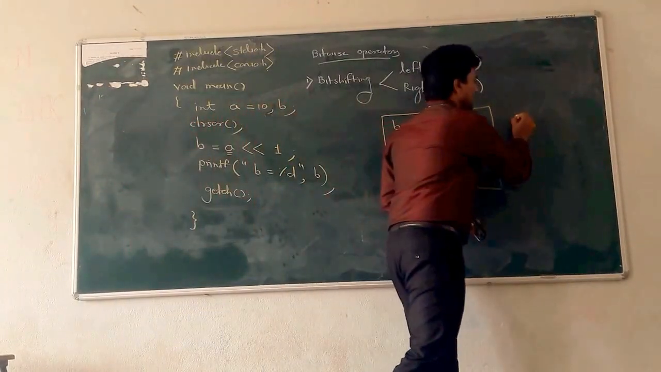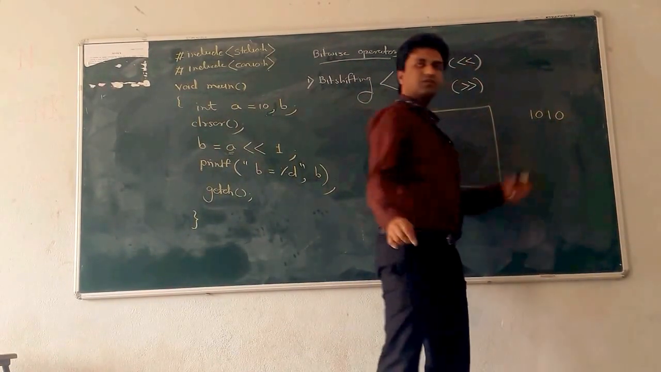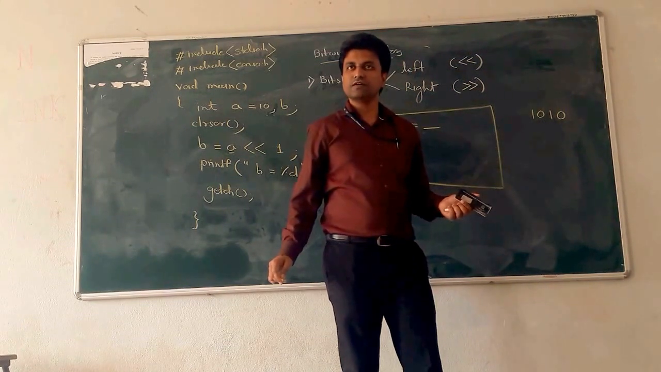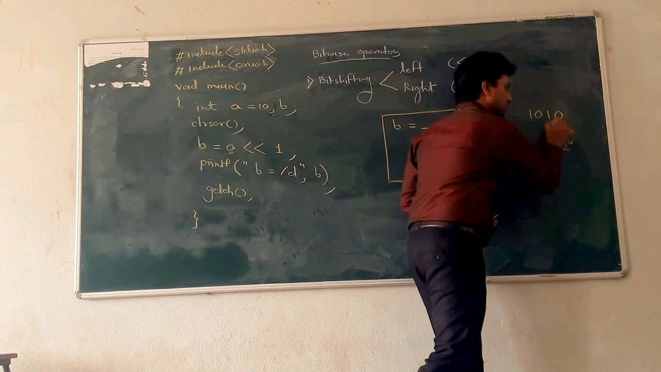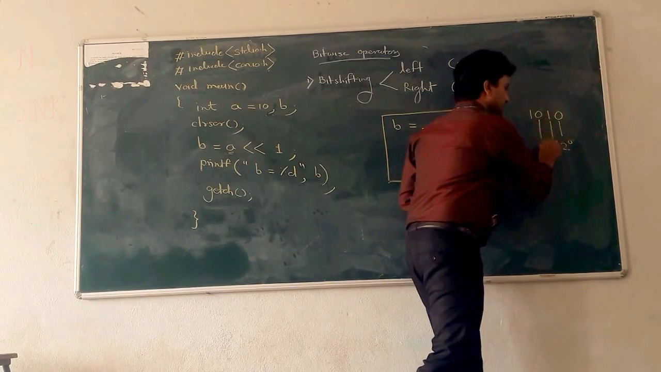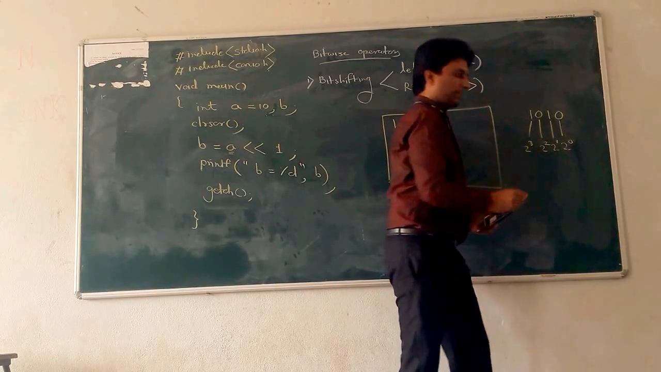10 means all 1 0 1 0. What is the value of 1 0 1 0? 10. Okay, how do we calculate? First is 2 raised to 0. Second is 2 raised to 1. Third, 2 raised to 2. And fourth is 2 raised to 3.